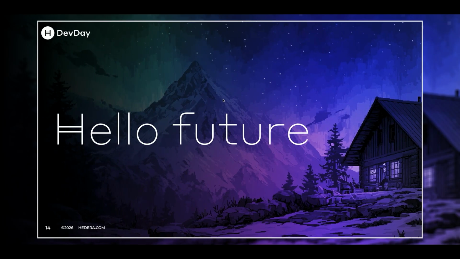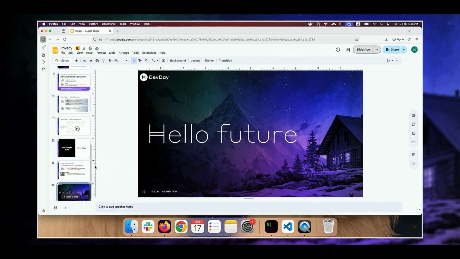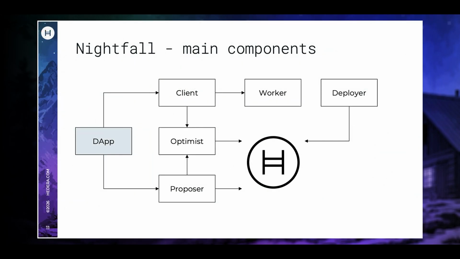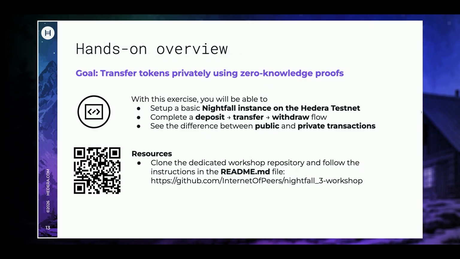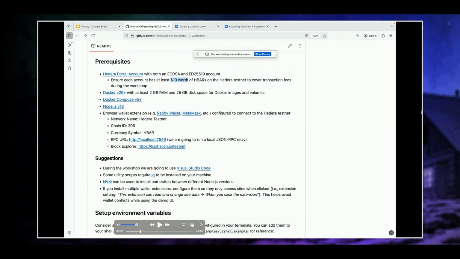Now, first, I realized we missed the slide. Can we go back to the other presentation quickly? Or I can do it here, actually, sorry. This is important. If you want to follow along, you can scan this QR code, or you can just go to github.com, Internet of Peers, /nightfall_3 workshop, and then we can follow along. Sorry. But yeah, now let's dive into how to do a very easy deployment of the Nightfall instance, and then do a deposit, transfer, and withdrawal flow, and see how this is working.